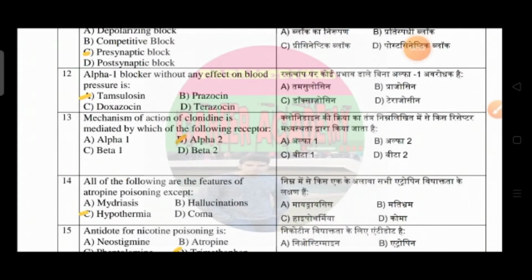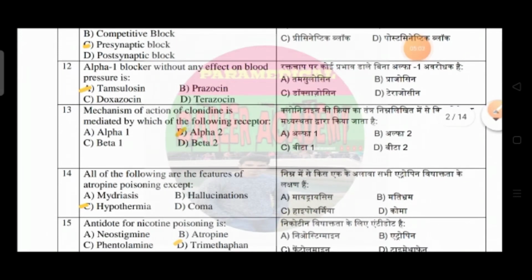Question number 12: Alpha 1 blocker without any effect on blood pressure is? Option A is tamsulosin, option B is prazosin, option C is doxazosin, option D is terazosin. So the correct answer is tamsulosin.